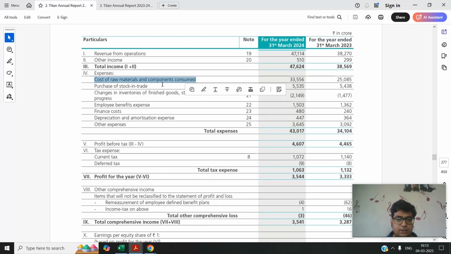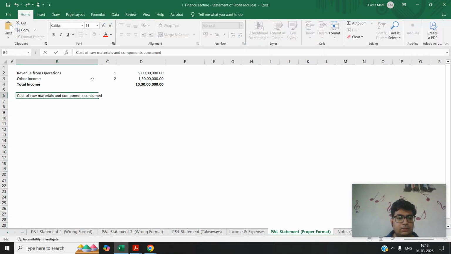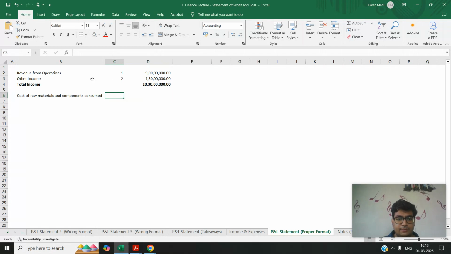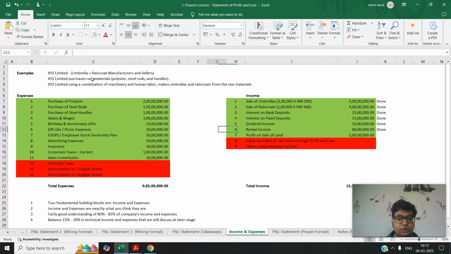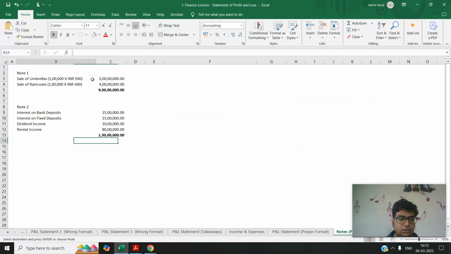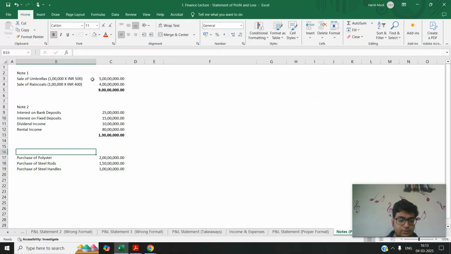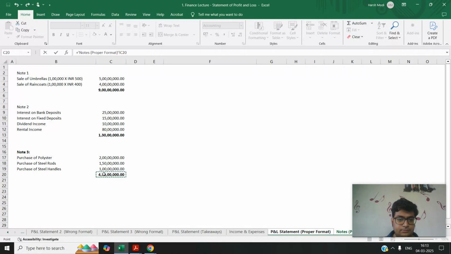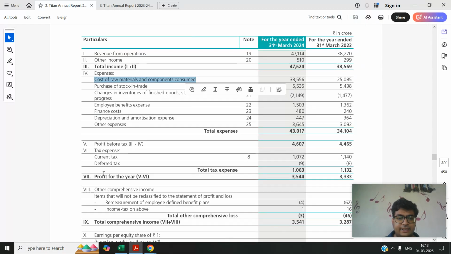So once again, jumping into XYZ Limited, what will be cost of raw material and component consumed for us? Well, it would be this first 3: purchase of polyester, steel rod and steel handle. So let's just have our note here. This will be note 3, and I'll add it up, 4 crore 50 lakh. So there you go, this is another head.